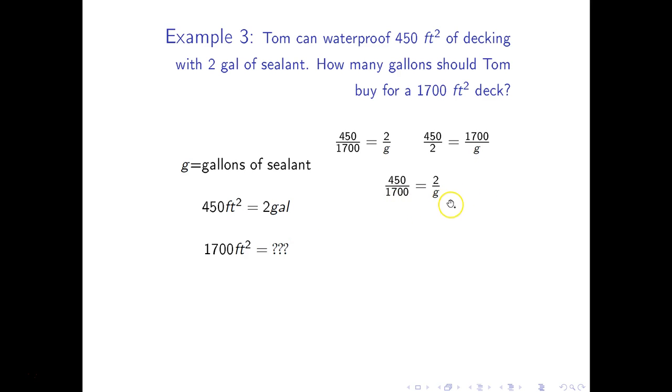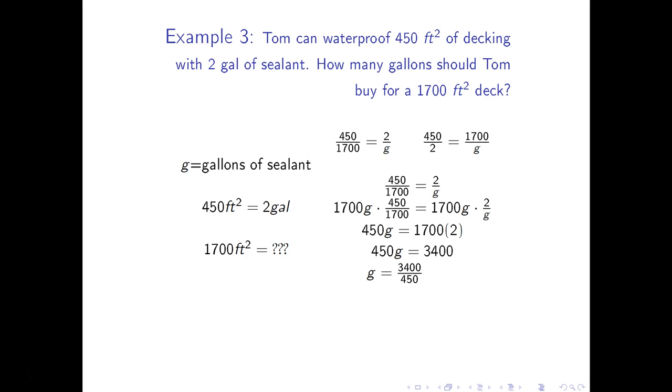From this situation, how do I solve it? Just go back to how we solved proportions previously. Well, we found a lowest common denominator. In this case, it's 1700 G. If I multiply both sides by 1700 G, notice I get 450 G and 1700 times 2. For those doing cross multiplication, that's exactly what you get, 450 times G and 2 times 1700. Multiply that out, divide by 450. Okay, that doesn't look pretty.